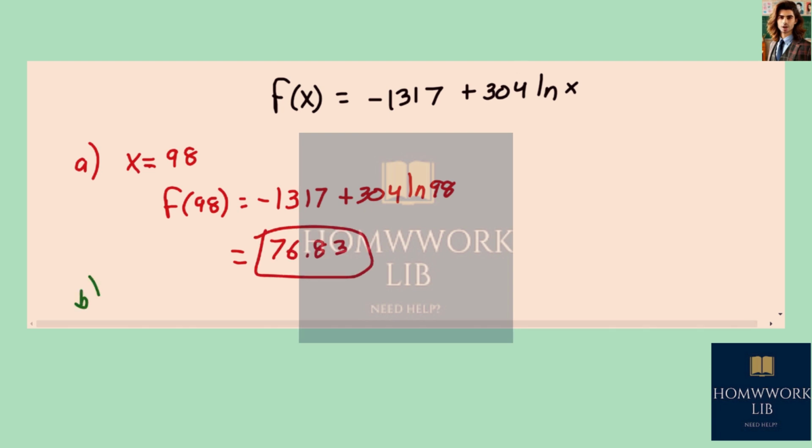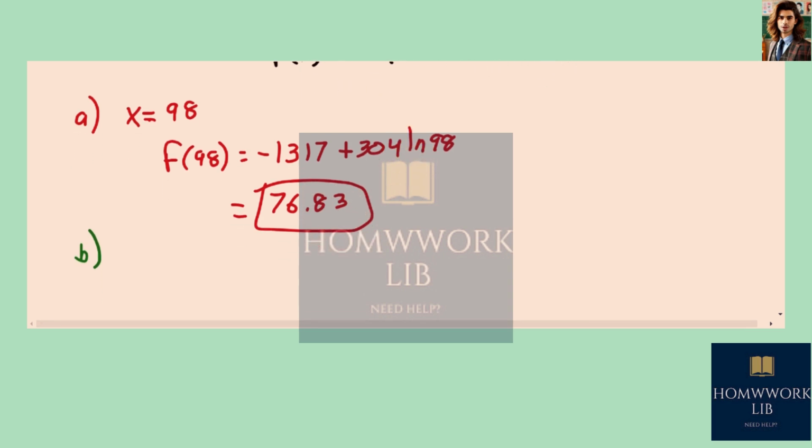Okay, so now let's take a look at part B. In part B, it says, when did the outpatient surgeries reach 50%? So it says, hint, substitute for y and solve this equation for x. Well, that means that f of x is equal to 50. So we'll have 50 equal to negative 1,317 plus 304 times the natural log of x.